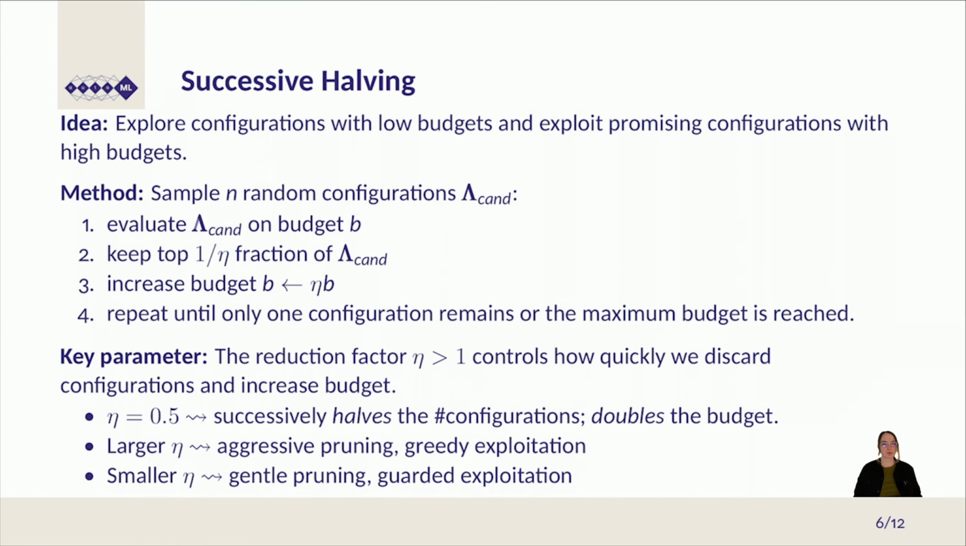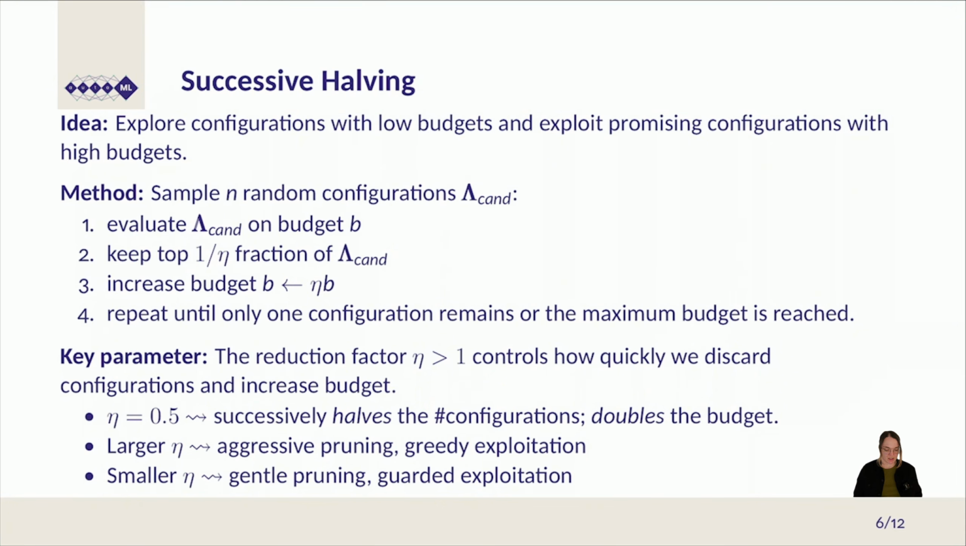Successive halving is the most prominent multi-fidelity optimization method available. It's intuitively very simple. We explore configurations with low budget and exploit configurations with higher budget. The method is relatively simple. We sample n random configurations, our candidate configurations. We evaluate them on a budget. We would start with B_min. We keep the top fraction of our candidates, so 1 over eta, and then we increase the budget by this same factor, and we repeat this until only one configuration is left or the maximum budget is reached.